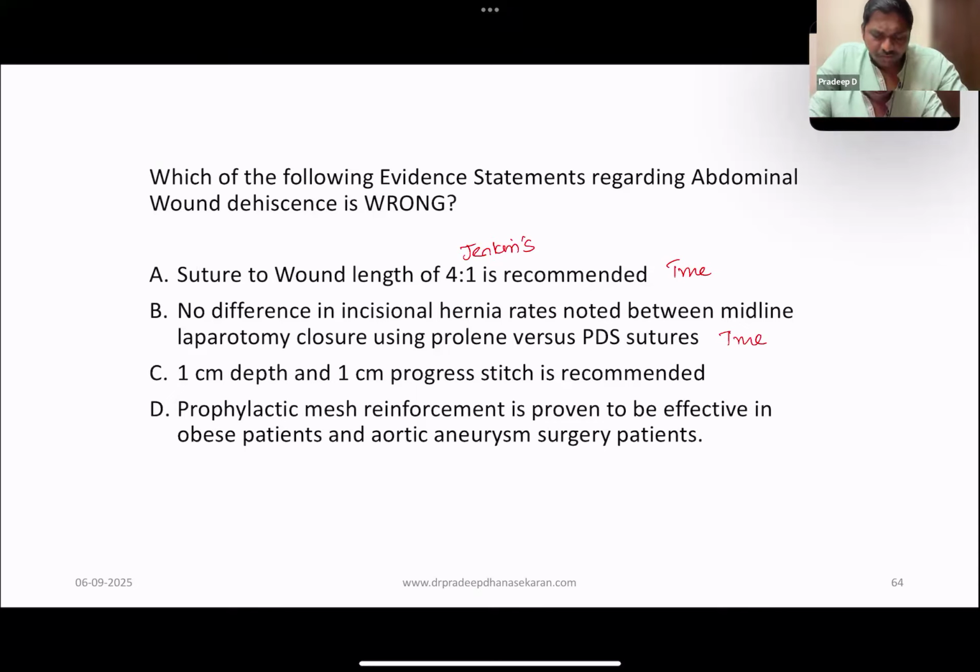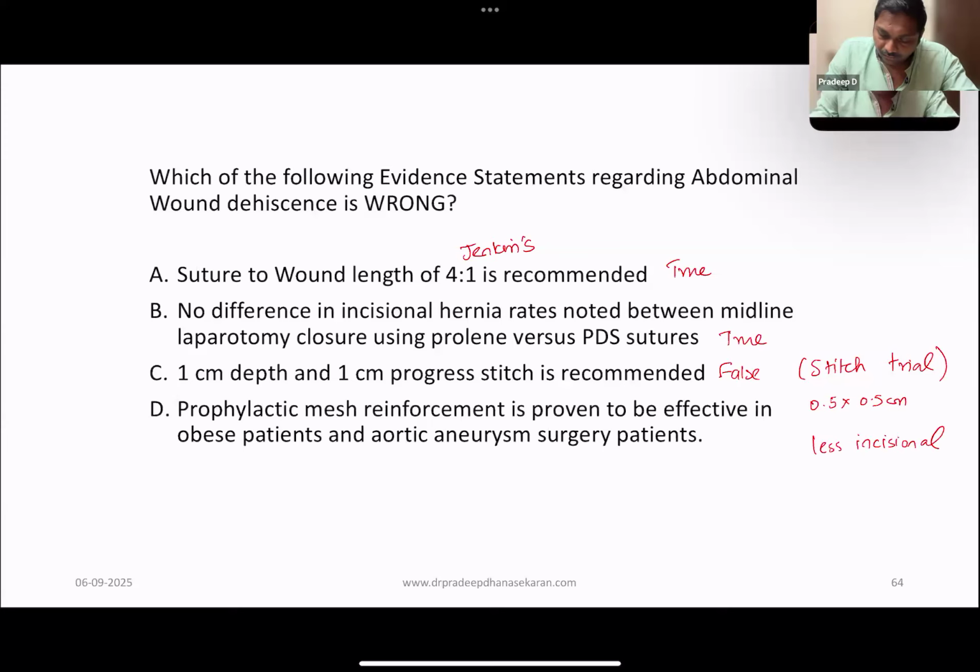A 1 centimeter depth, 1 centimeter progress stitch is recommended, which is a false statement, because as per the STITCH trial, large bite versus small bite, that is 0.5 by 0.5 centimeter, small bite has fewer incisional hernia rates. You have a 14% risk, whereas for a 1 centimeter depth, you have a 21% risk. Prophylactic mesh reinforcement is proven to be effective in obese patients and aneurysm surgery patients. That is also a true statement.